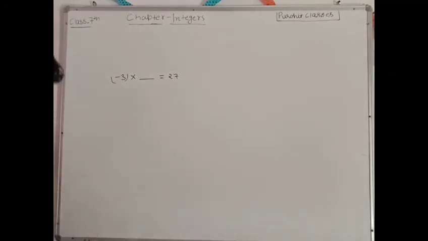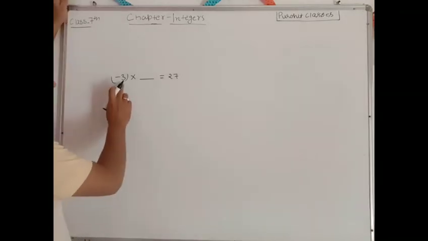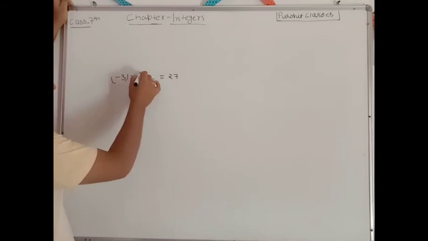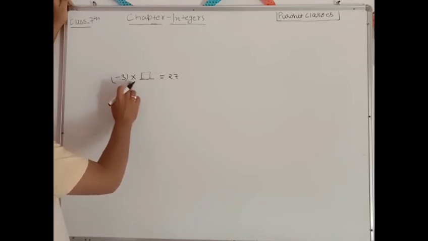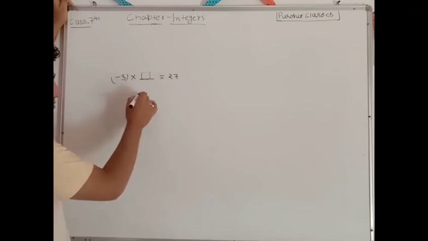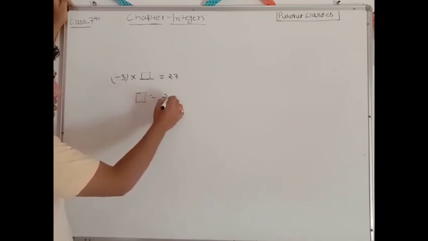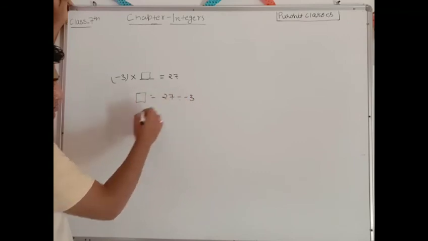Okay, let's see what we can do. We will go by transposing. If this is minus 3, and we have to find the value of this box which is missing, we will transpose minus 3. What is the operation here? Multiplication. So here it will be division. So this will be 27 divided by minus 3.